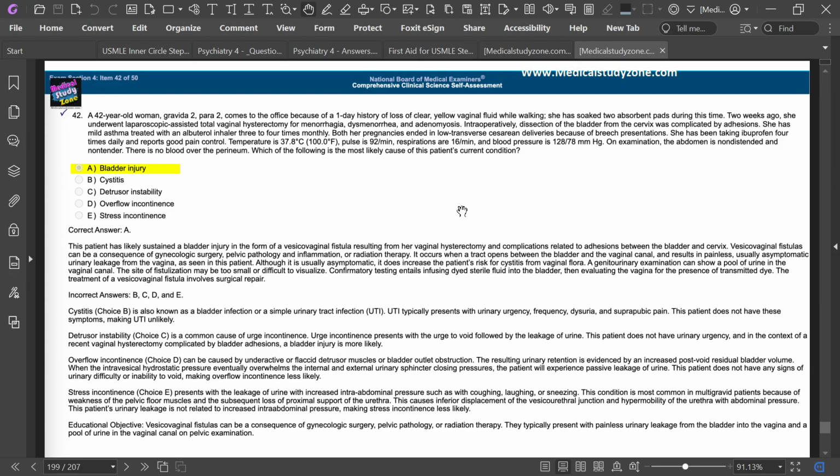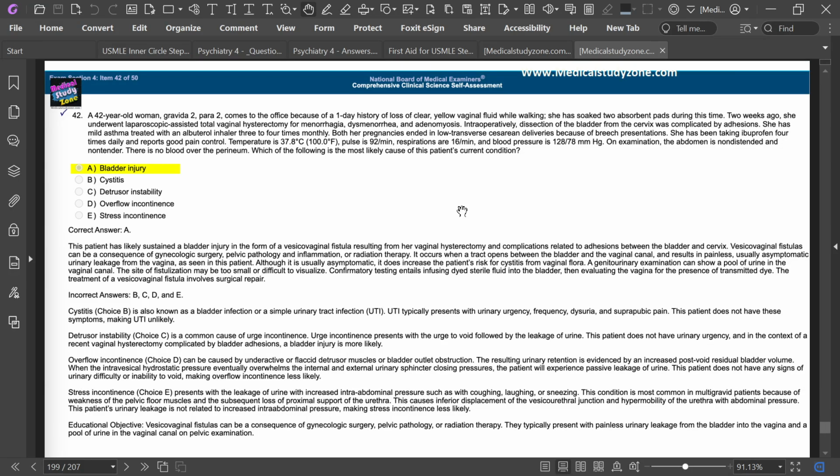It occurs when a tract opens between the bladder and the vaginal wall, resulting in painless, usually asymptomatic urinary leakage from the vagina, as seen in this patient. Although it is usually asymptomatic, it does not increase the patient's risk of cystitis from vaginal flora. A genitourinary examination can show a pool of urine in the vaginal canal.